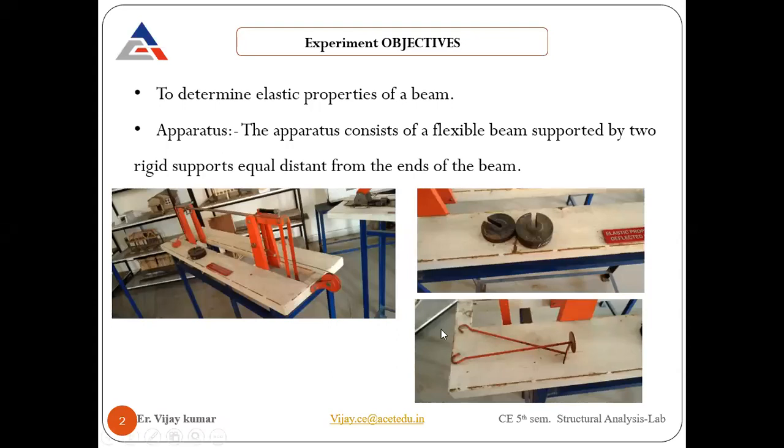Some pictures are visible on your screen. This is the complete apparatus setup. We have a simply supported beam, where some portion of the beam is overhanging and some portion is simply supported. There are weights, also mentioned in the second image, and hangers. These are used to hang the weight over the beam, so we put the weight on the hangers. These are the things we need to understand here.